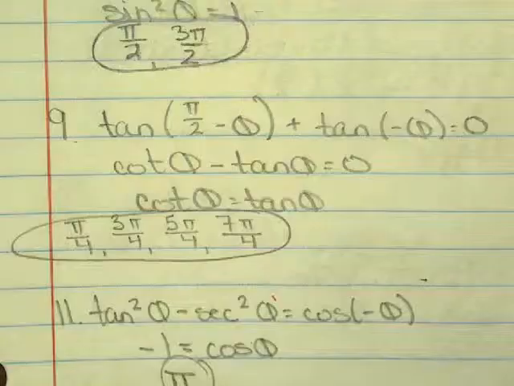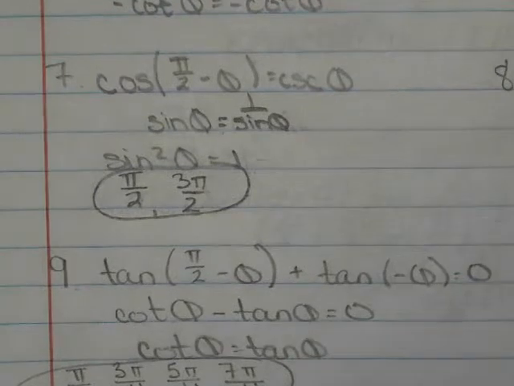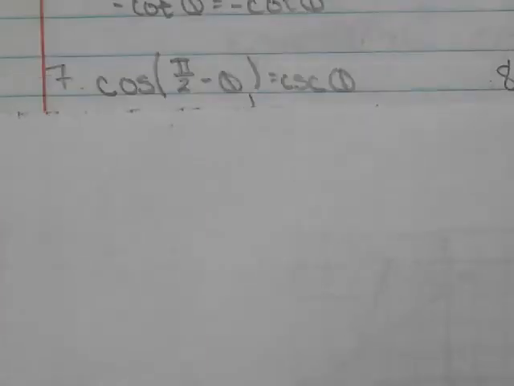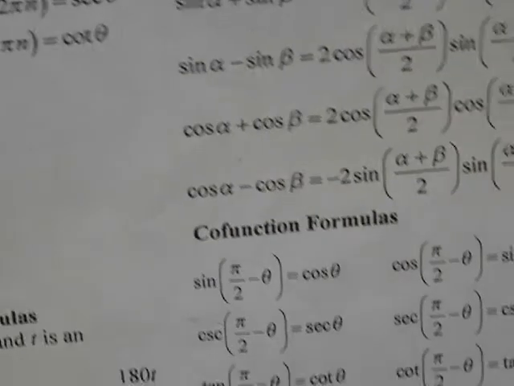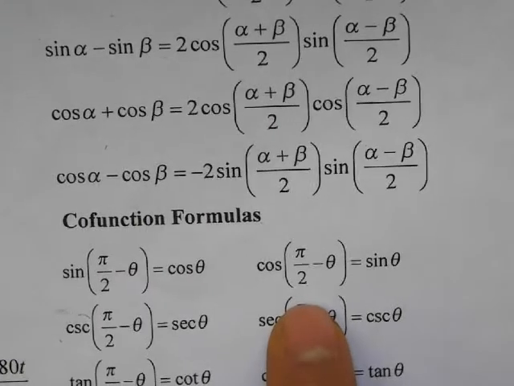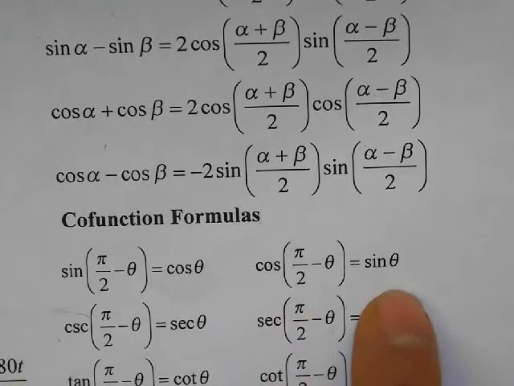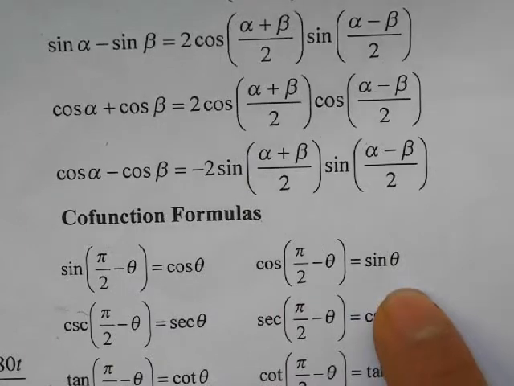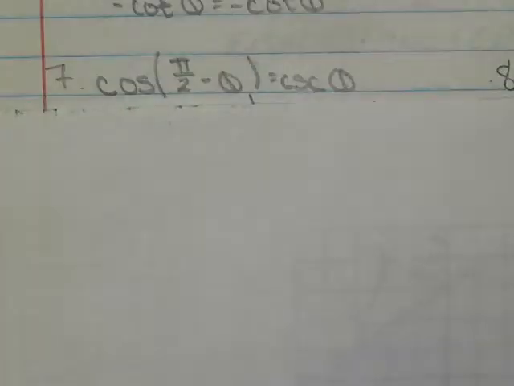So over here, we have the cosine of pi over 2 minus theta equals the cosecant of theta. Now when I see pi over 2 minus theta, I know I'm going to use a cofunction formula. So if you go to your sheet and you look at cofunctions, the cosine of pi over 2 minus theta is the same as the sine. So I'm going to change the cosine of pi over 2 minus theta to sine.